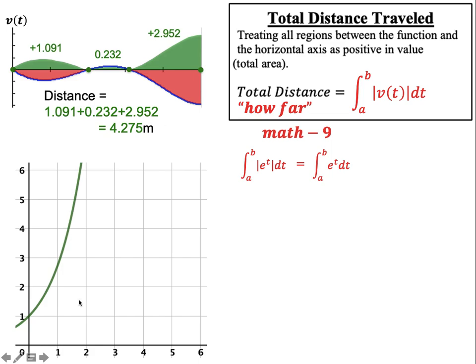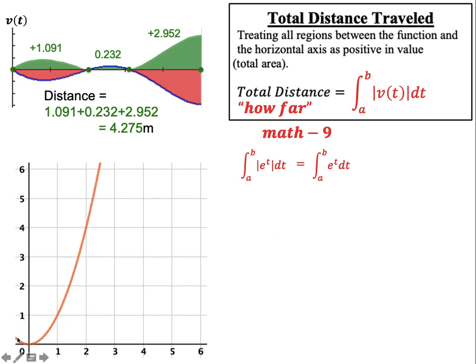So we can kind of extend that to other functions too. For instance, here's x squared. So if we integrate x squared or t squared, even if we were to integrate it for negative values of x and positive values of x, this region would always be positive. So we can just drop the absolute value signs and do a regular integration by hand.